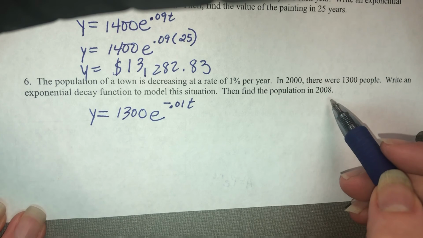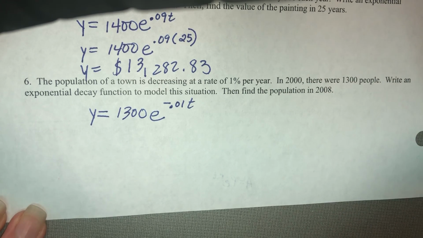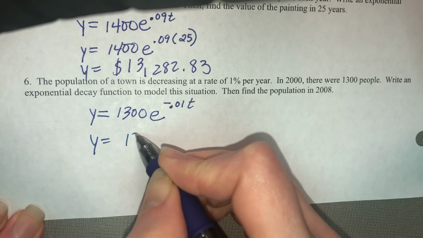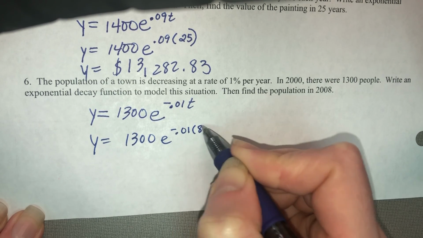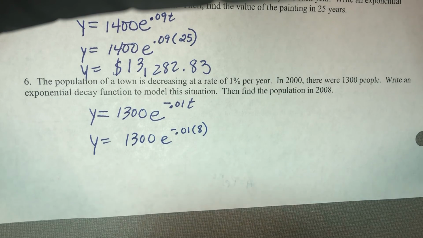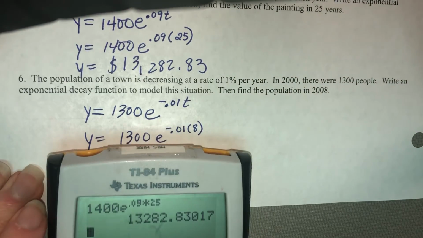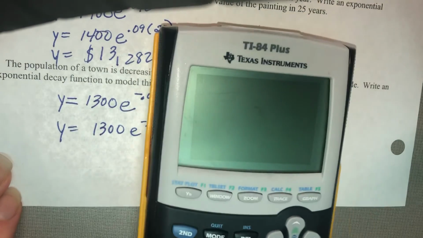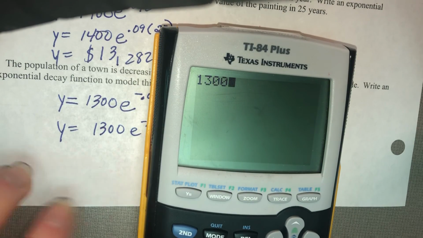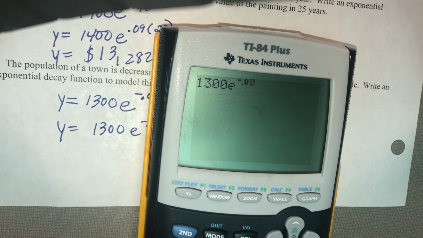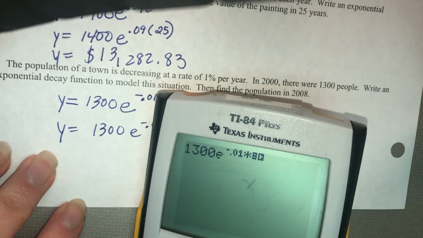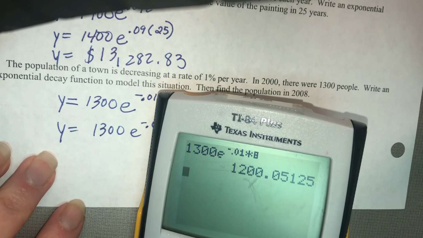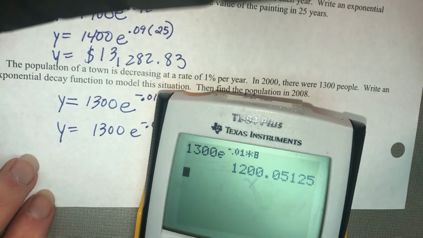Now, to find the population in 2008, that's 8 years after 2000. So I'm going to substitute 8 in for the time. So this will be clear. See if I can get this right. 1,300 times e to the power of negative 0.01 times 8. All right, let's see what that comes out to. 1,200.051.